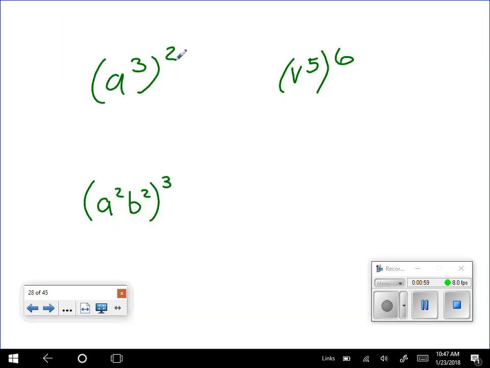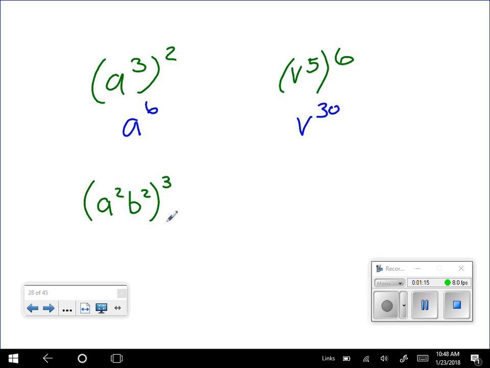So a to the third raised to the second power, okay, we would multiply our exponent, so we would get a to the sixth. And then we'd have v to the fifth raised to the sixth power, which would give us v to the 30th.